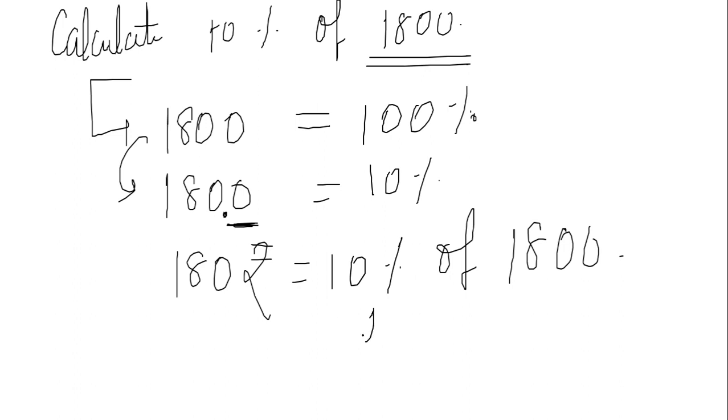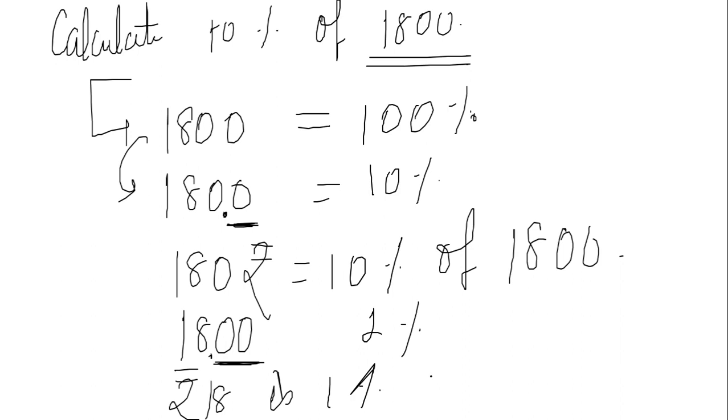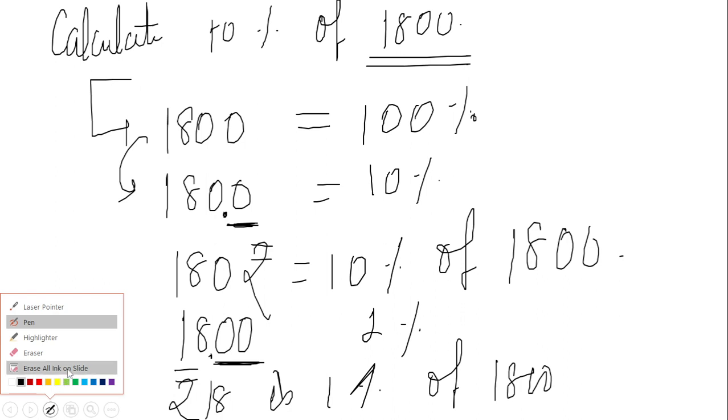If they ask us to find 1%, what I'll do, I'll write the number as it is, that is 1800 as it is. I will leave 2 digits here and give the decimal point. It means 18.00, it means 18 rupees only, right? So rupees 18 is 1% of 1800. Got it? So what we have learned here is for any given value whose percentage we are finding out.